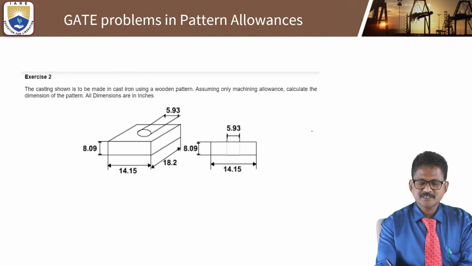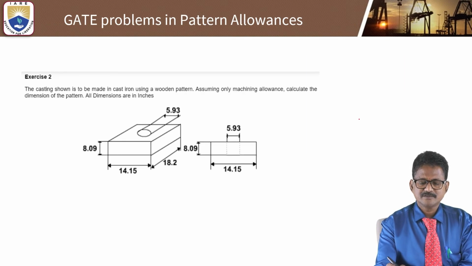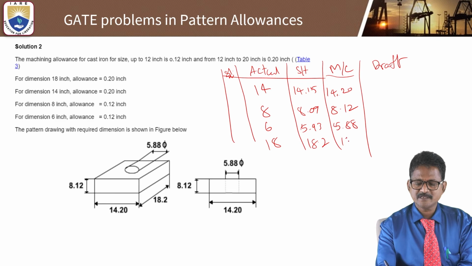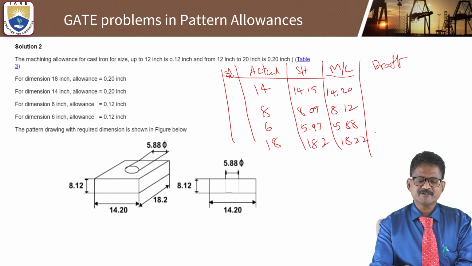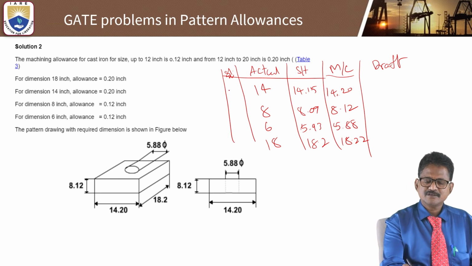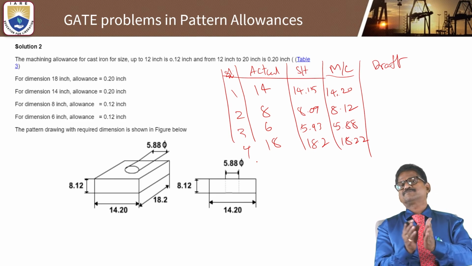similarly 6, 5.93 and 5.88, 18.2. So no need is required here, 18 or 18.2. Here the same 18.2 only, no need required for finishing there. Okay, so like this you are supposed to do only addition and subtraction.